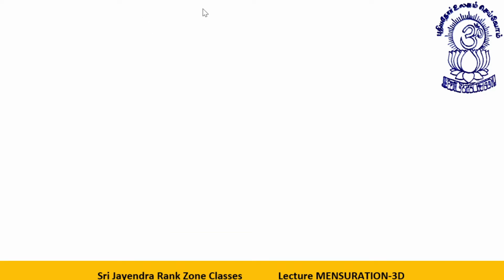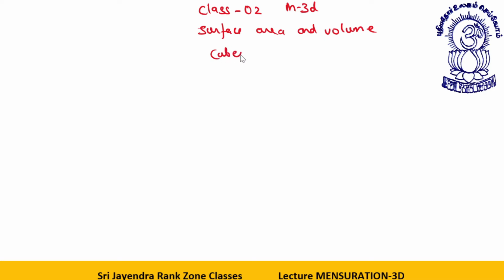So, dear students, let's start with class 02 of mensuration 3D. This is also called surface area and volumes. In this entire series, I will be denoting it as mensuration 3D. Surface area and volume, class 2. Today we will be discussing cubes, and if the time permits, I will start with a right circular cylinder.